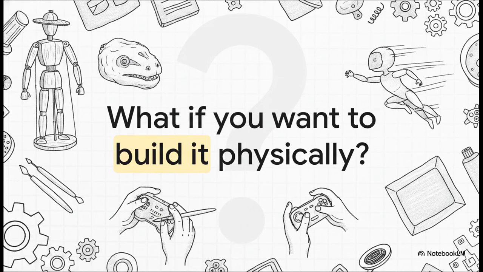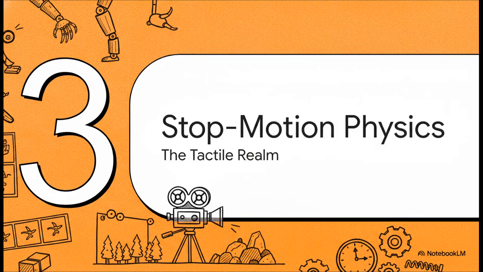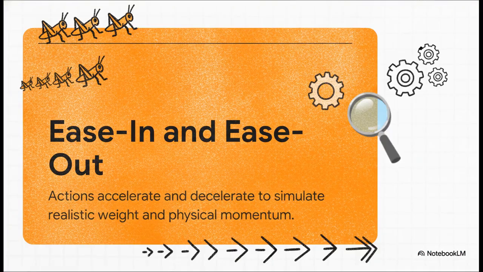So, AI is obviously incredibly powerful for generating visuals in a matter of seconds. But what if you want to build it for real, with your own two hands? What if you want to physically interact with the materials, feel the weight of the character, and shape the movement yourself? Which brings us to Part 3, stop-motion physics and timing, the tactile realm. Here, we step completely away from software algorithms and move into the physical world, applying animation principles frame by frame with a camera and a tangible model.